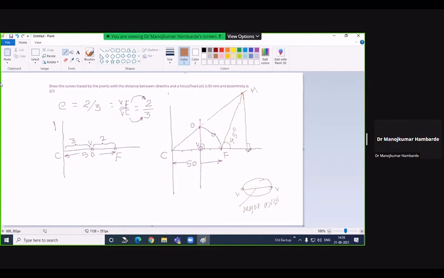So this portion is the initial construction to understand the construction of an ellipse. Does anybody have a doubt in this procedure?